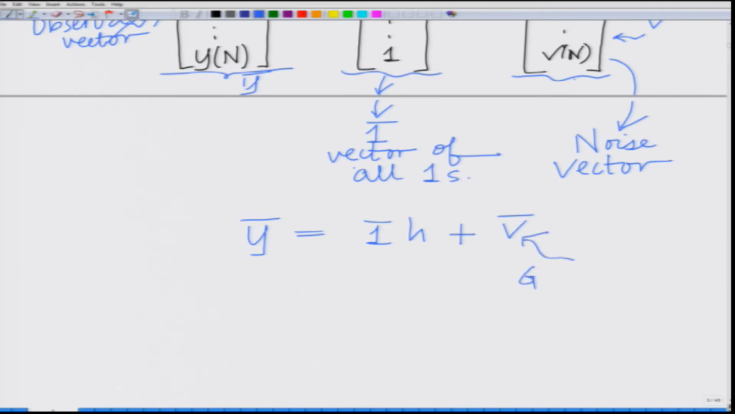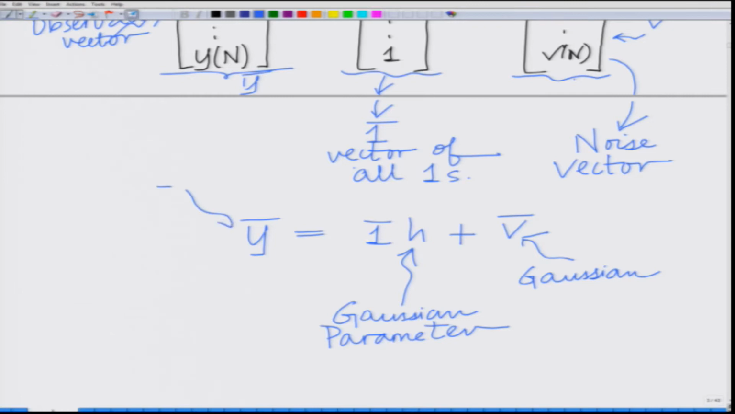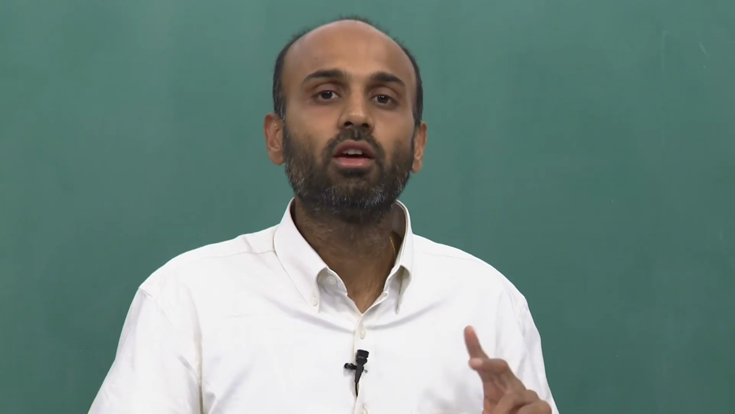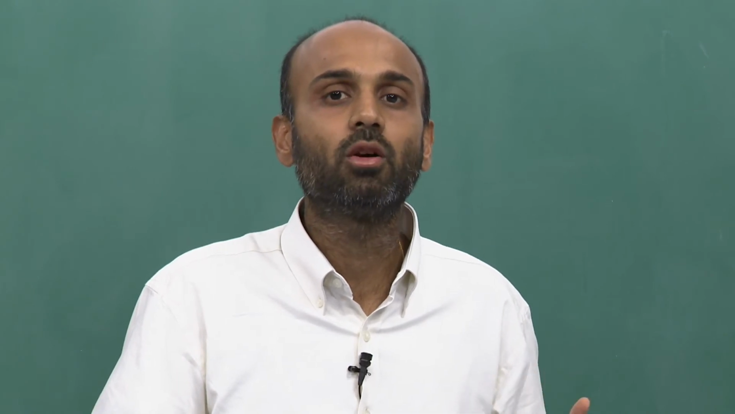Now, look at this. This is a Gaussian vector. This is a Gaussian parameter, all right, that is what we have assumed. And therefore, parameter H is Gaussian, vector V bar is Gaussian, you are adding two Gaussian quantities, therefore, the output Y bar is also Gaussian, because of the property of Gaussian random variables: when you add two Gaussian random variables, you get another Gaussian random variable. So, the observation vector Y bar is also a Gaussian vector. Now we have a scenario in which the observation vector Y bar is Gaussian, and the parameter H is also Gaussian. Therefore, I can use the MMSE theory developed so far of estimating the Gaussian parameter H from the Gaussian observation vector Y bar. Okay, so that is what I am going to do.